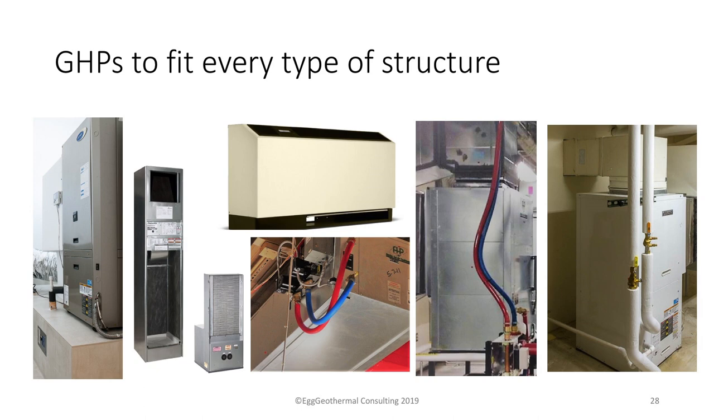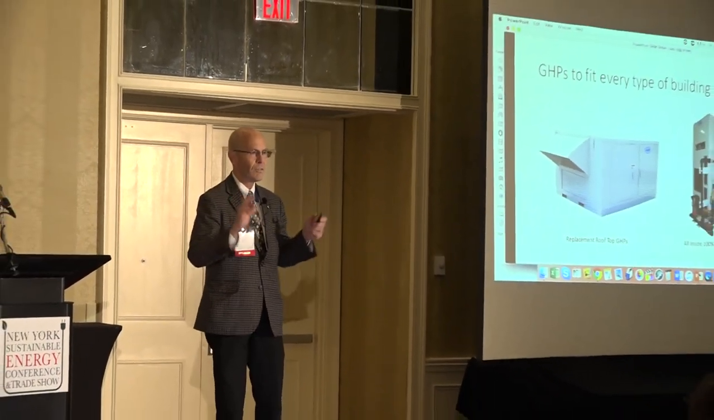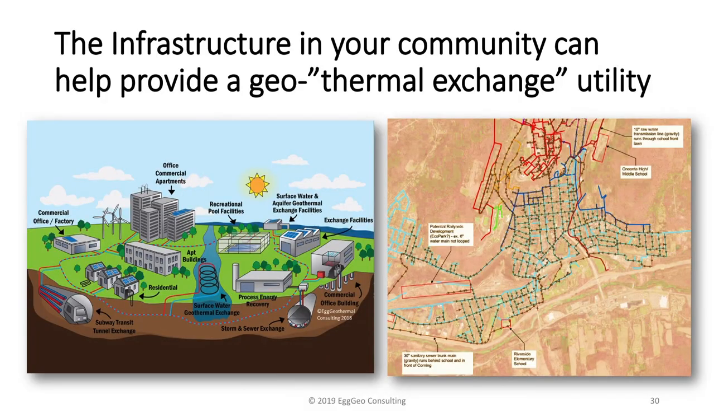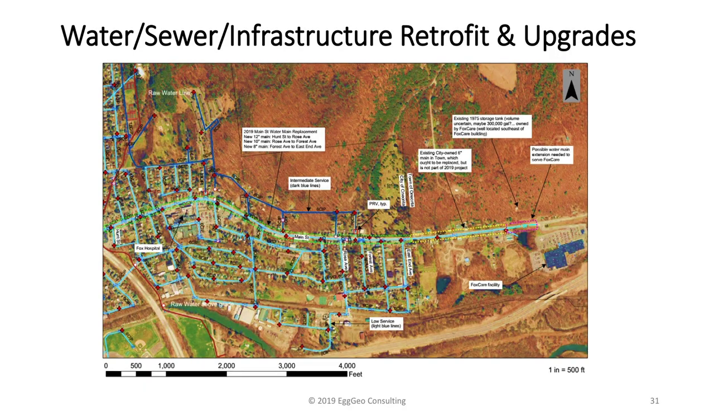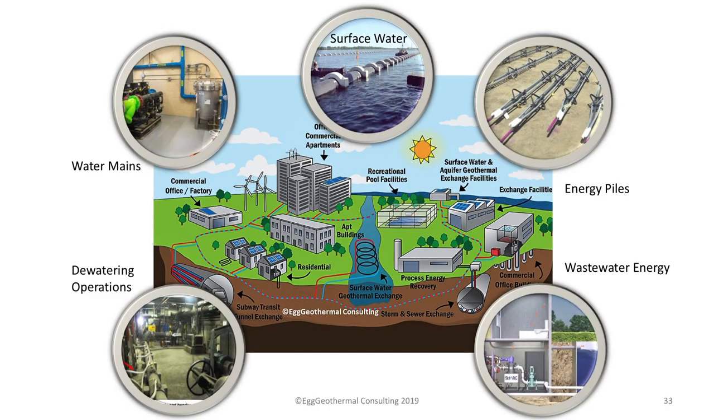Whether you're talking rooftop package unit, 100% fresh air units, no matter how big the building, there is a solution for you. Infrastructure in your community can help provide a geothermal exchange utility. You gotta think big. Are you tearing up the streets? Put in a geothermal ambient line. It's the way to do it. It eliminates the wells. And there are so many different exchange mediums out there. Fresh water, effluent water, wastewater, drain, runoff. The list goes on. All the possibilities are there, and that's another 8-hour conversation.